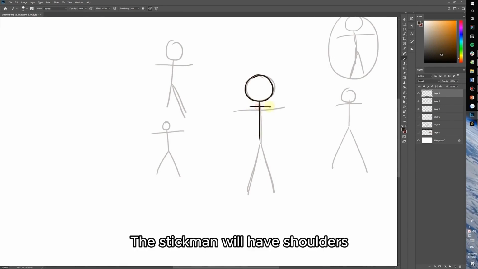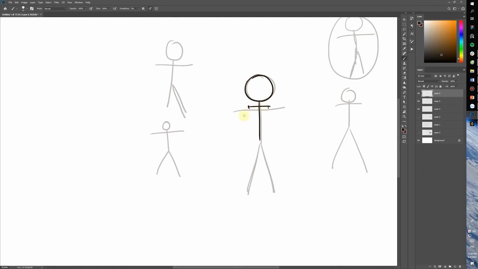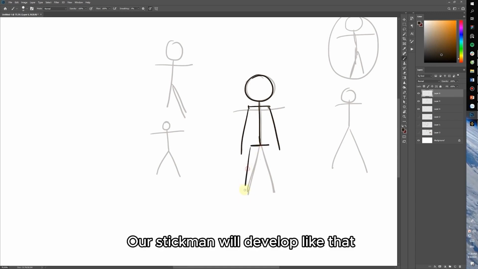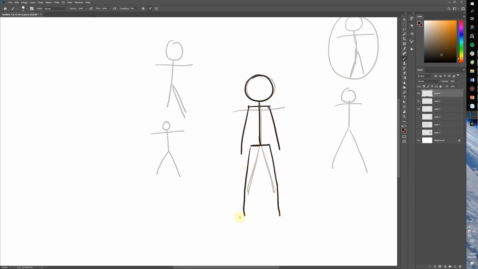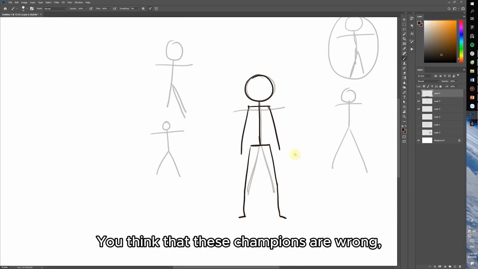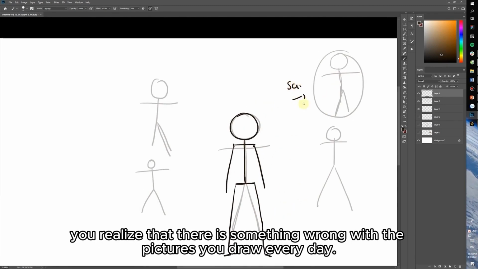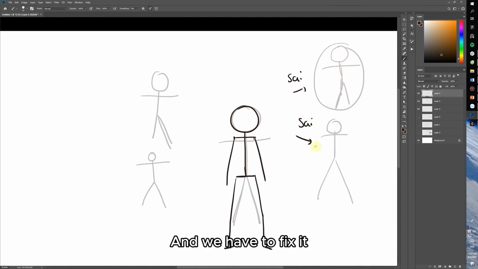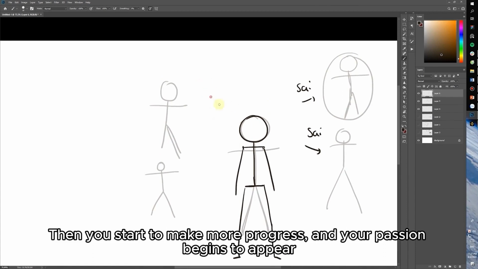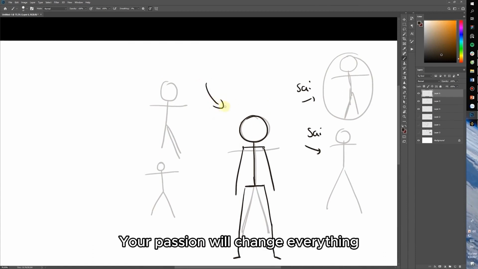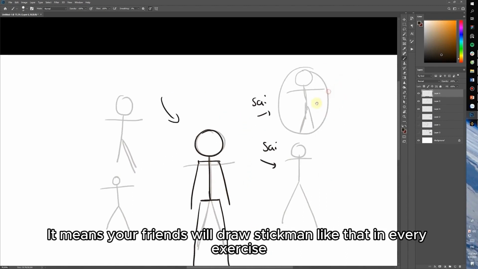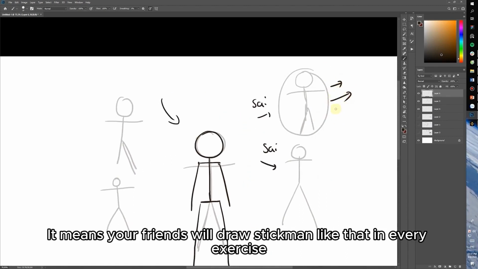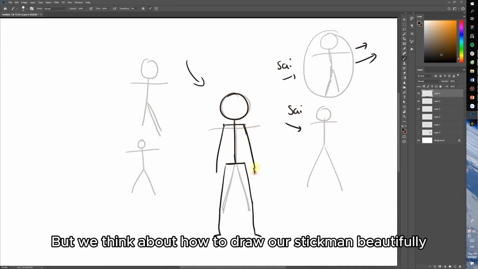The stickman will have shoulders, hands. Our stickman will develop like that. You think that these champions are wrong. You realize that there is something wrong with the pictures you draw every day. And we have to fix it. Then you start to make more progress. And your passion begins to appear. Your passion will change everything. It means your friends will draw stickmen like that in every exercise. But we think about how to draw our stickman beautifully.